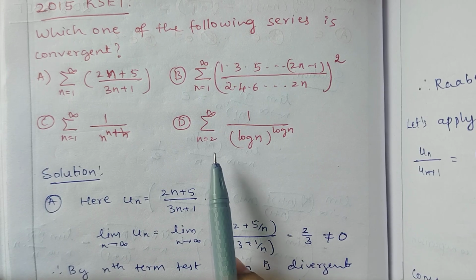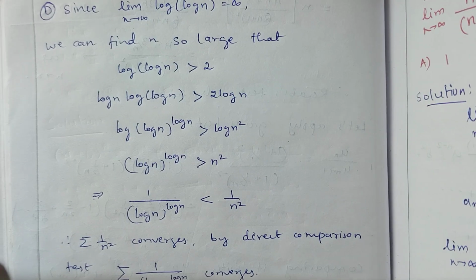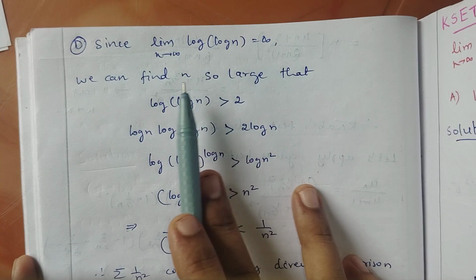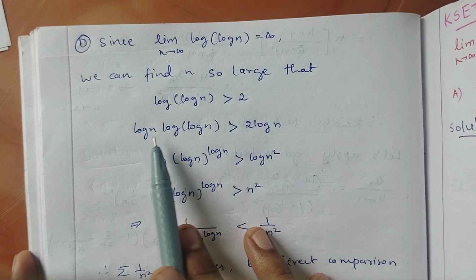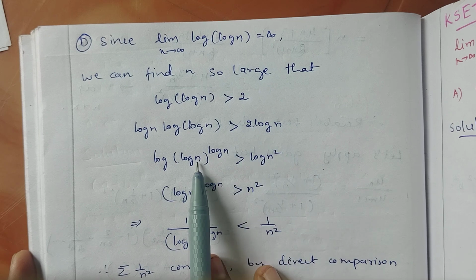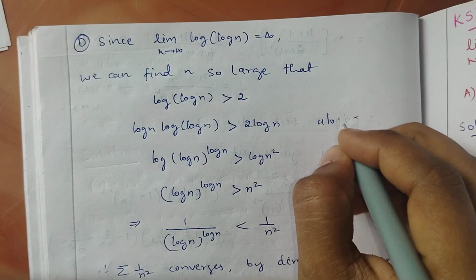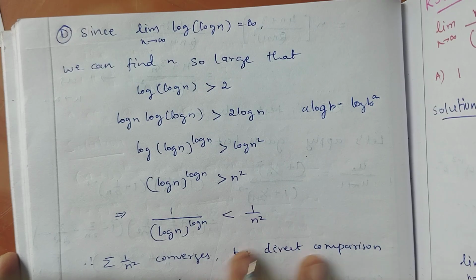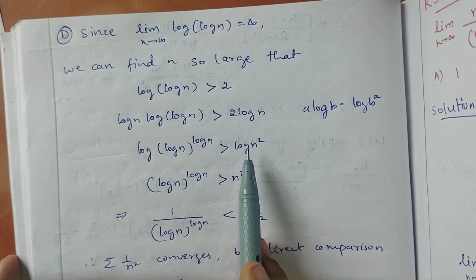Next, option D, series n equal to 2 to infinity 1 by log n to the power log n. So let us see how to solve it. Since limit n tending to infinity of log n equal to infinity, we can find n so large that log n is greater than 2. Multiplying log n both sides, log n into log n greater than 2 log n. Now applying the properties of log, that is a log b is equal to log of b power a. Applying that property, we get log n to the power log n greater than log n square.